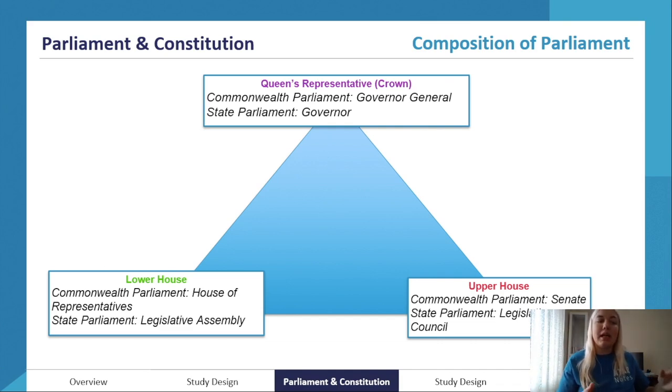So this means, if that year during the elections, most members that were elected by the people included Labour Party representatives, Labour becomes the majority party because they have the majority of seats. And the leader of that political party, depending on whether it's state or Commonwealth level, would become the person in charge, the minister.